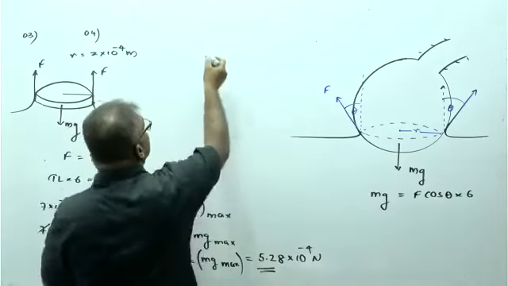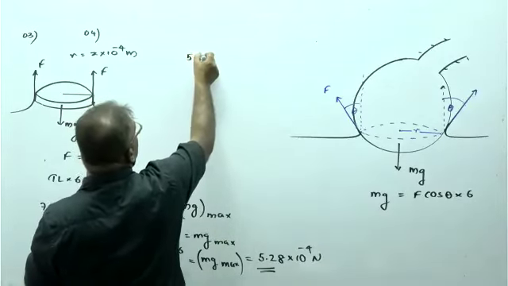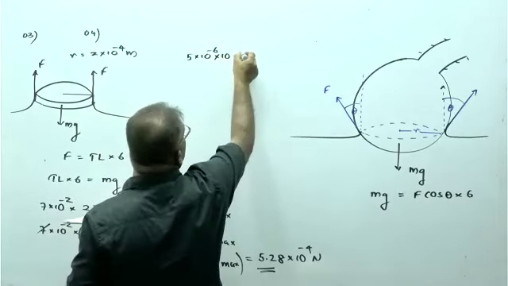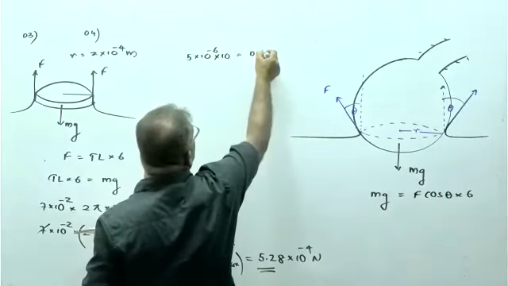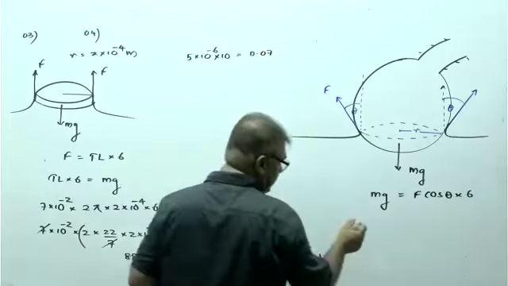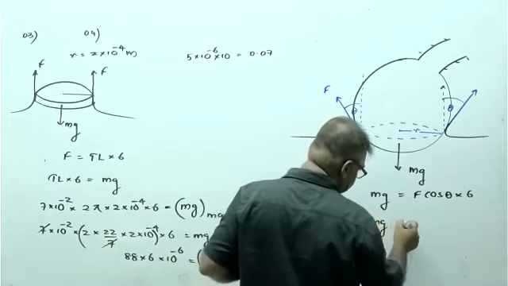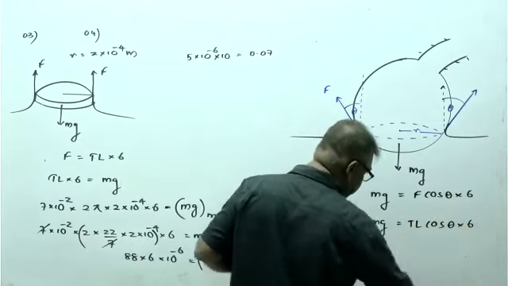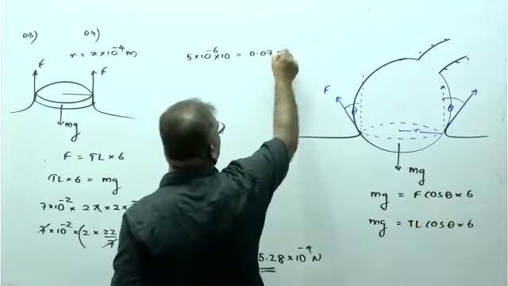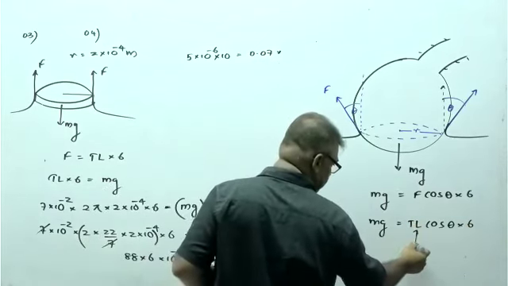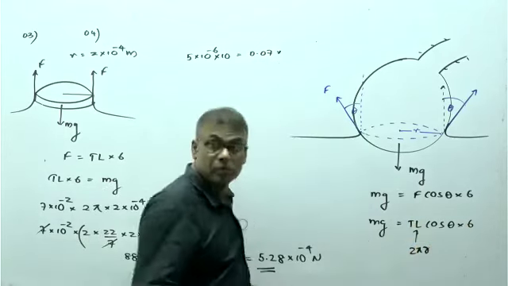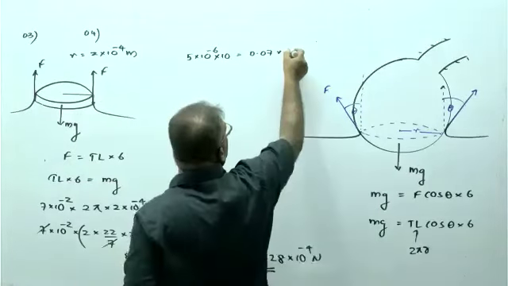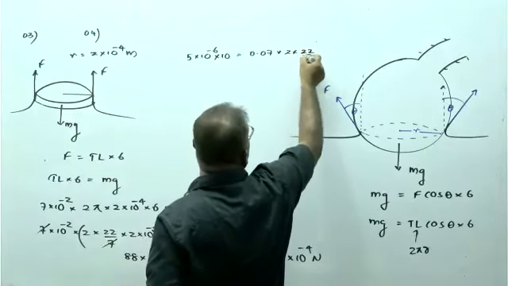The weight is 5 into 10 to the power minus 6 into 10, equals F, equal to TL, with T as 0.07. Here mg equals TL cos theta into 6, no? Yes. L is 2 pi r. Then 2 into 22 by 7 into r.